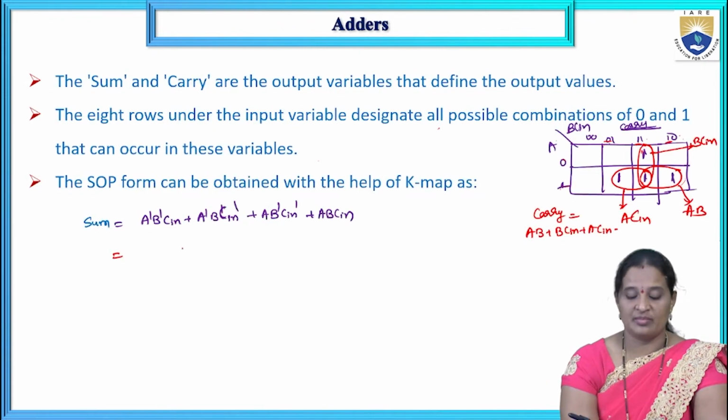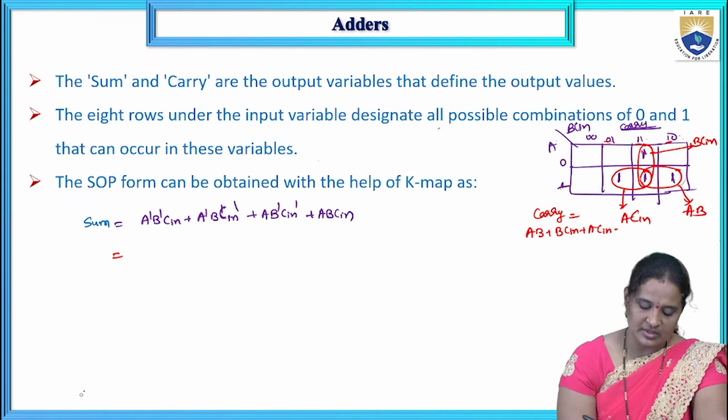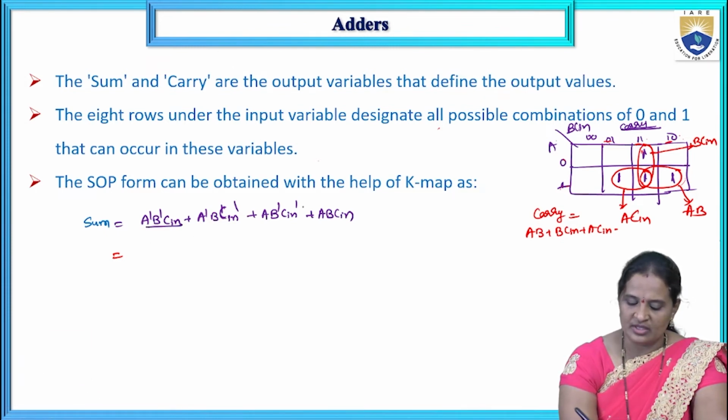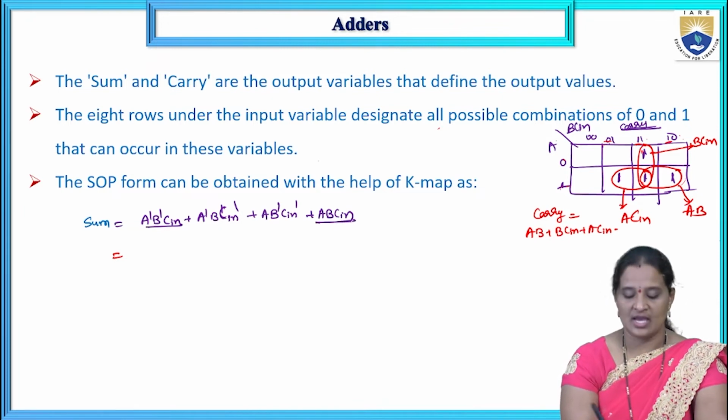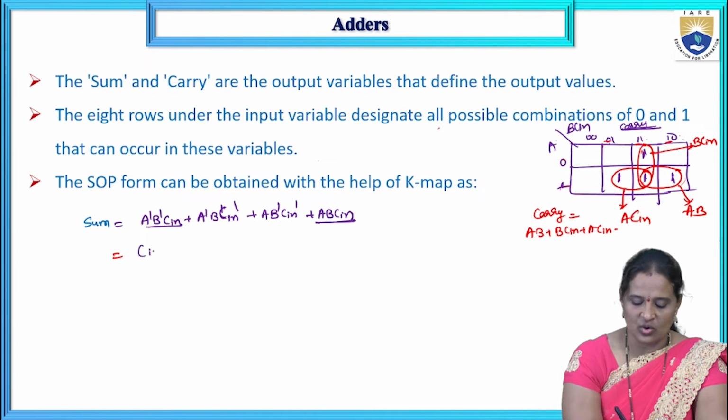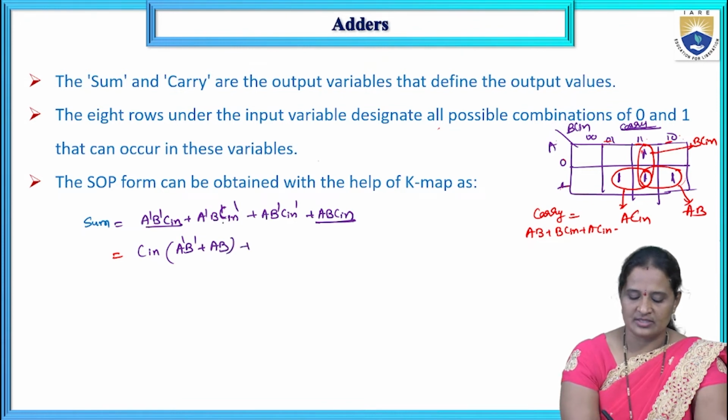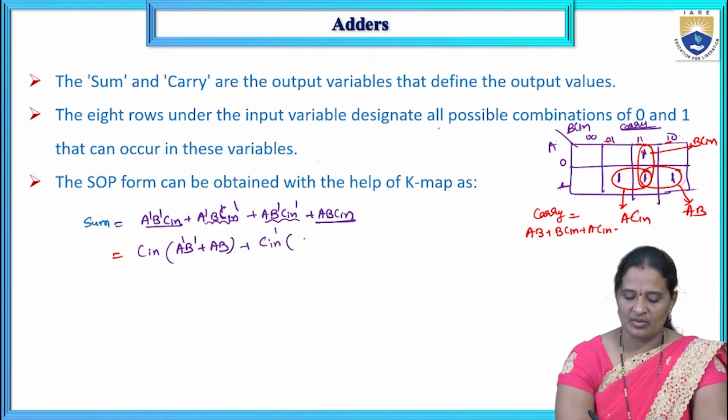So now I want to simplify this one. Here, in these two terms, I can take C in as common. So I can write it as A bar B bar plus AB. Next, again in these two terms, I can take C in complement as common. So C in complement, if I take it as common, A bar B plus AB bar, right?